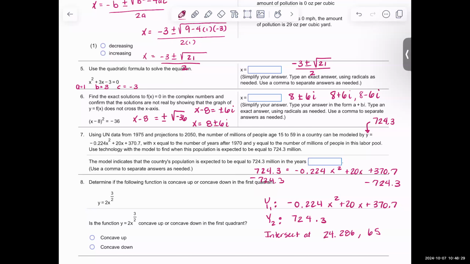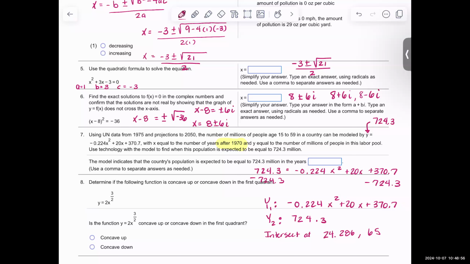So the model indicates the country's population is expected to be equal to 724.3 million in what years? Well, this is after 1970, correct? After 1970, let's highlight that. So we either have 24 years after 1970 or 65 years after 1970.